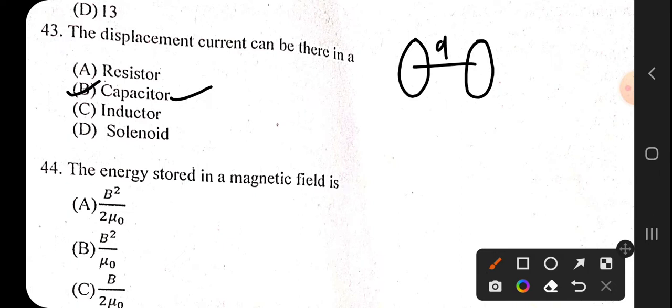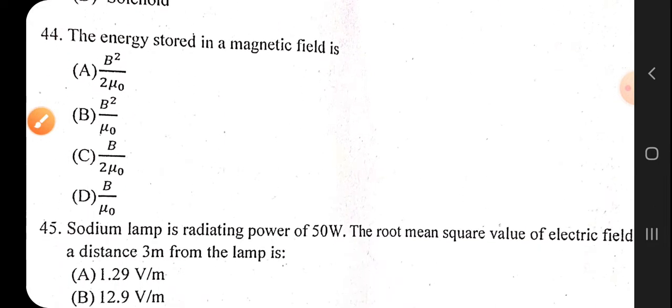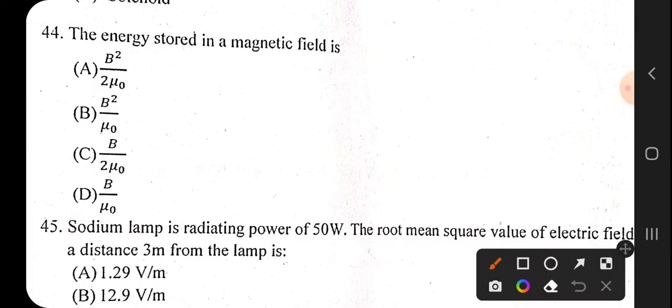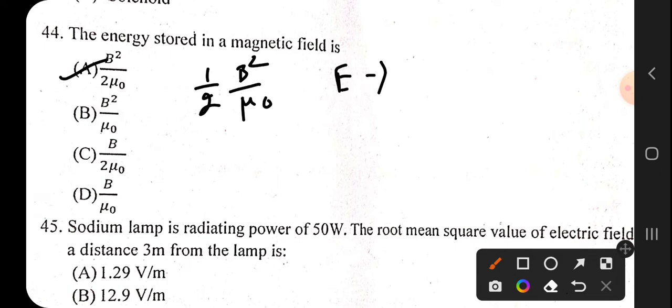Next question: the energy stored in a magnetic field. What is the energy stored in a magnetic field? For a magnetic field, the energy stored will be option number 1, that is 1 by 2 B square divided by mu naught, where mu naught is the magnetic permeability. In case of an electric field, the total energy stored equals half epsilon naught E square. So this is the answer.